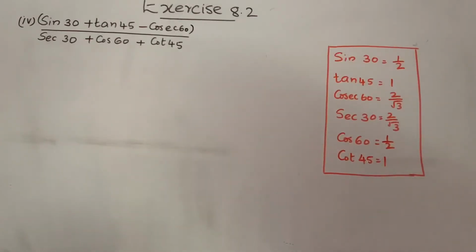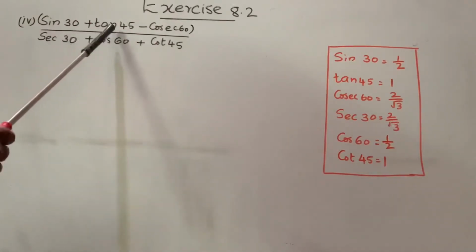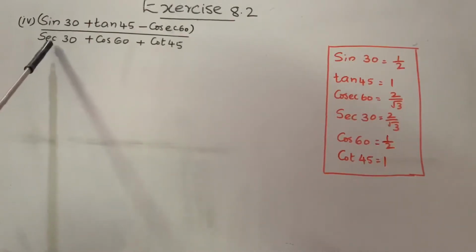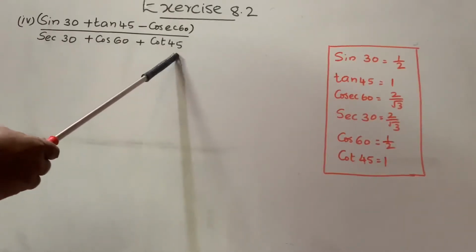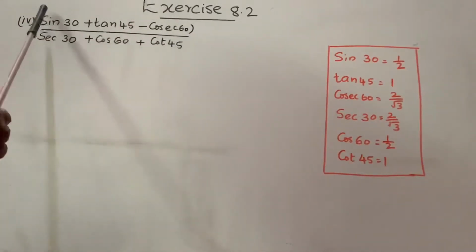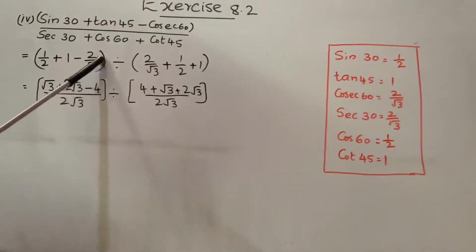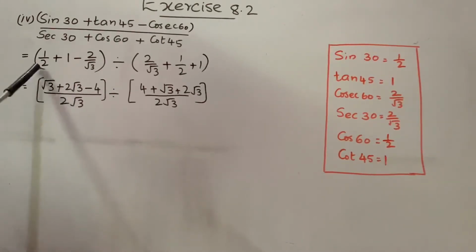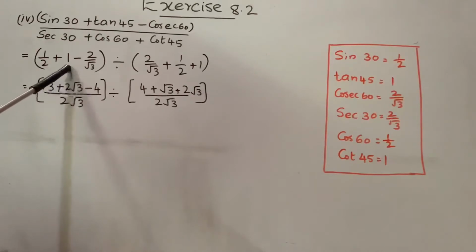Fourth part of the question. Substitute the values in the expression, then you will get 1 by 2 plus 1 minus 2 by root 3 divided by 2 by root 3 plus 1 by 2 plus 1. Then after that you find the LCM of the numerator and the denominator separately. Here LCM is 2 root 3. That means 2 root 3 divided by 2, that is root 3. That root 3 into 1. Then you will get here root 3. Then here the denominator is 1.